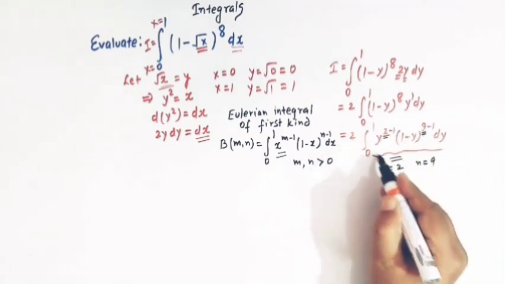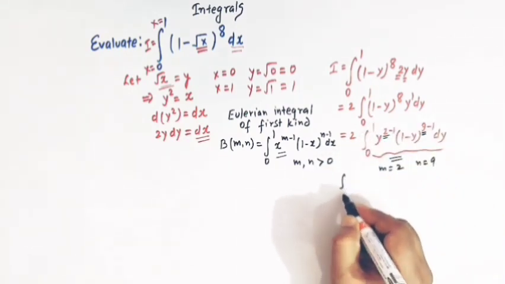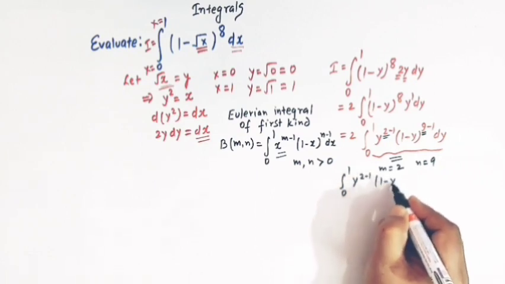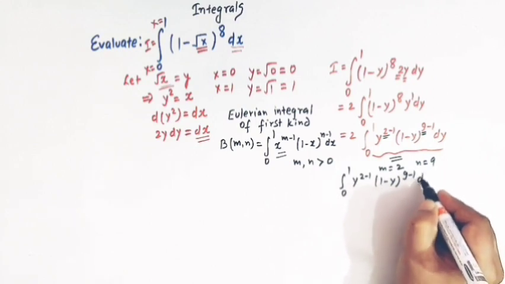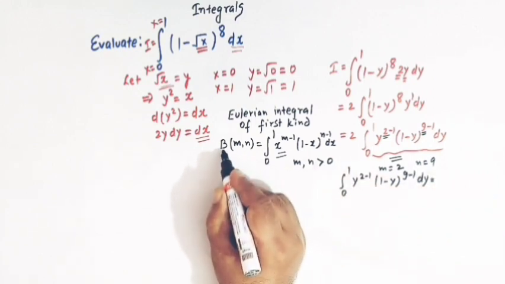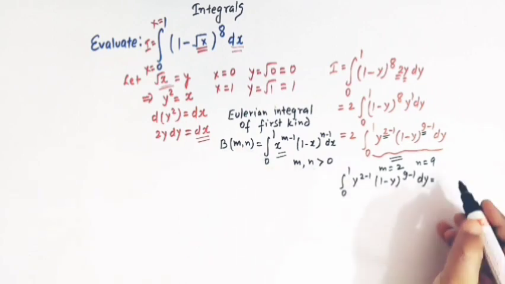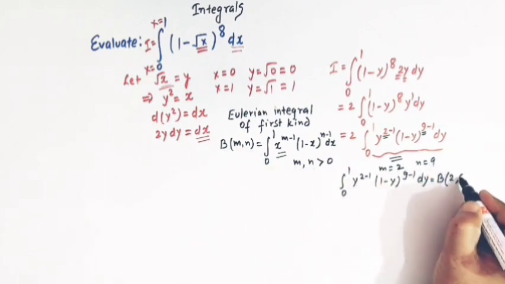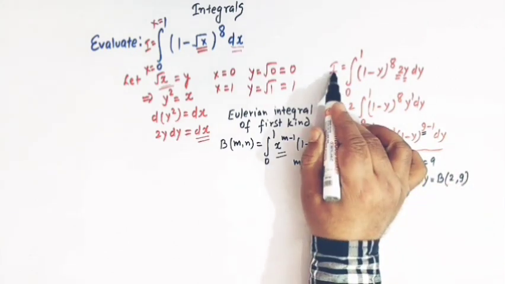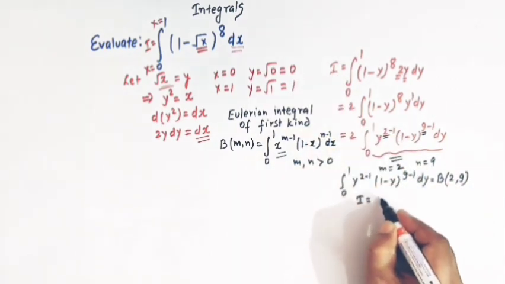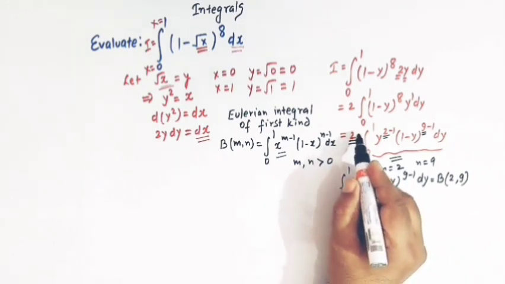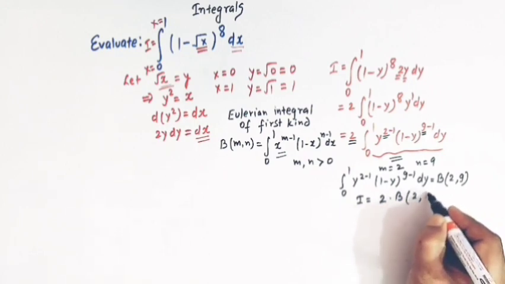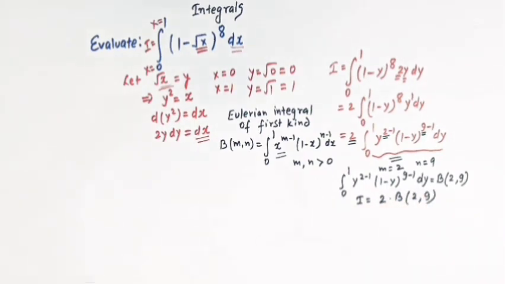So we have now this integral, that is 0 to 1 y raised to 2 minus 1, 1 minus y raised to 9 minus 1 dy is equal to beta of m, n. So here we have beta, m is 2 and n is 9, right? So now this integral I can be written as 2 times, here we have 2 a factor, and then we have beta of 2 comma 9, right?